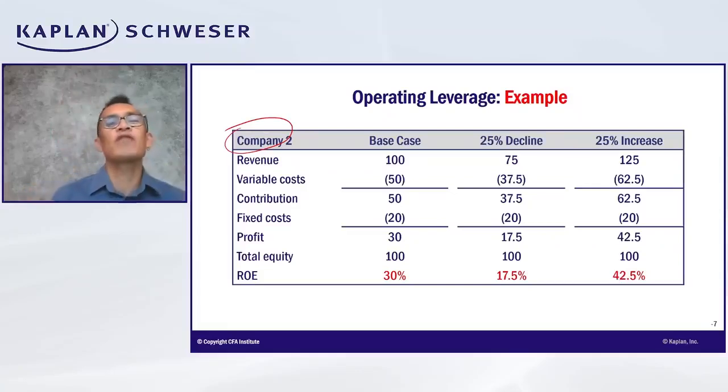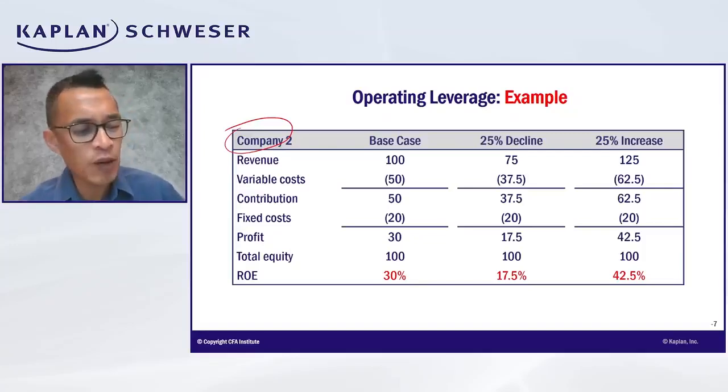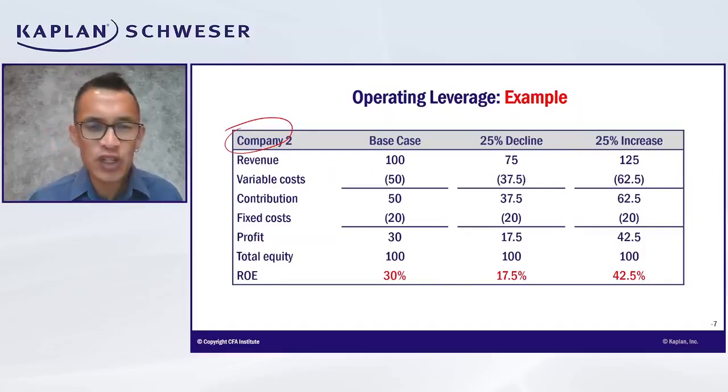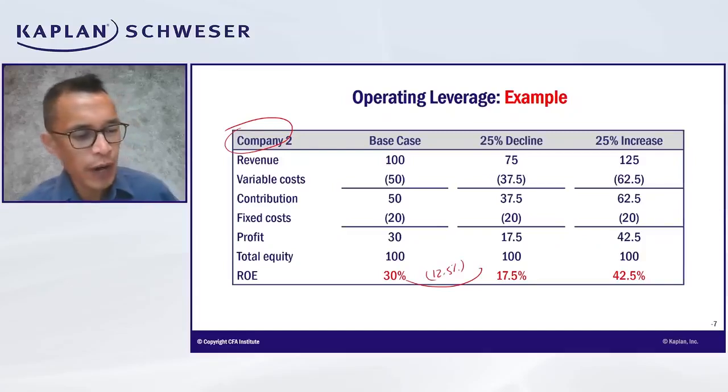Okay, so let's just stop for a second here and talk about what's going on. Okay, so the cost of debt for company 2, of course, is likely lower since its profitability is more stable than company 1. Right? So company 2 here experiences only a relatively small drop, 12.5% drop in ROE as a result of the 25% sales decrease.